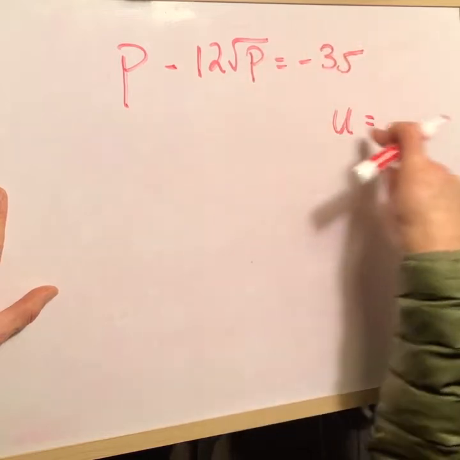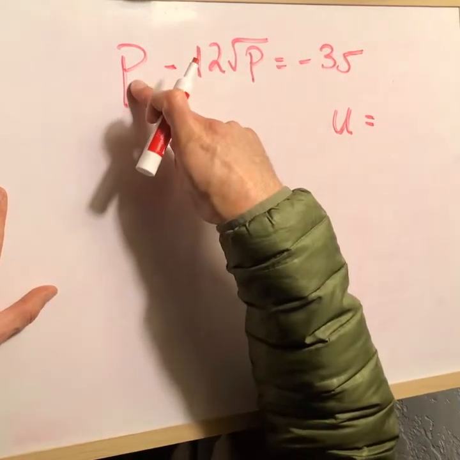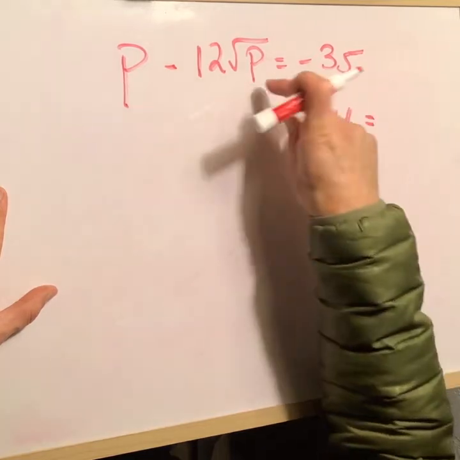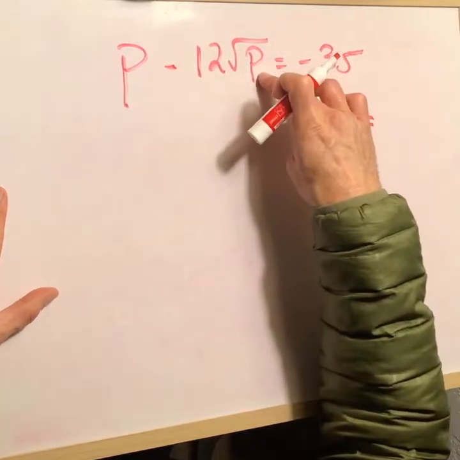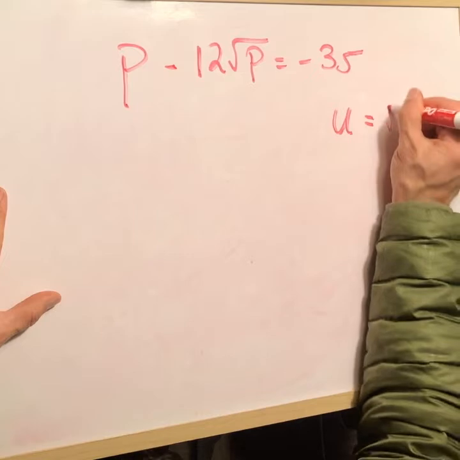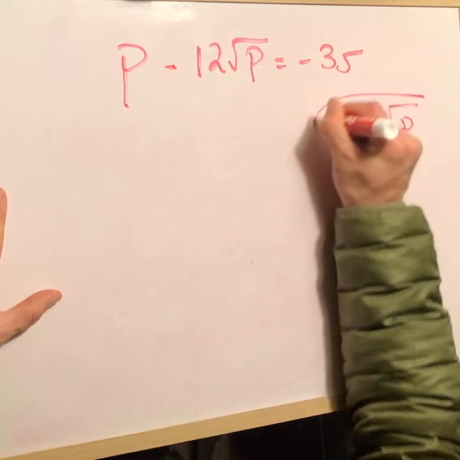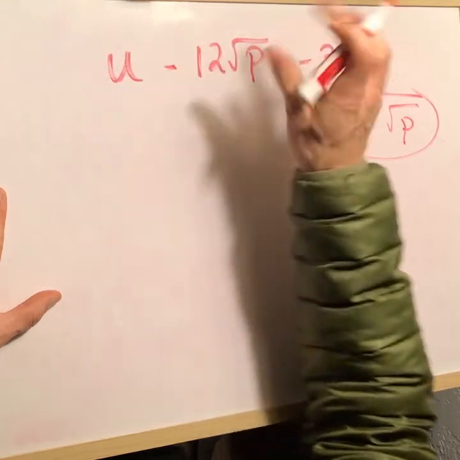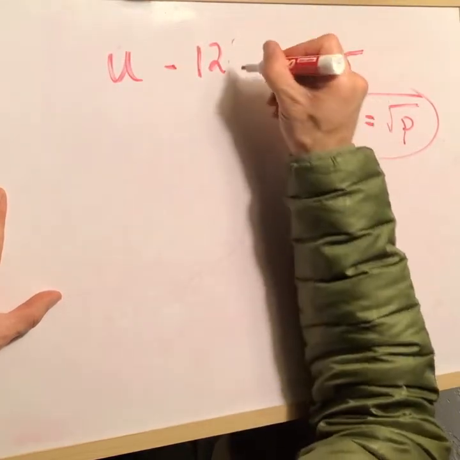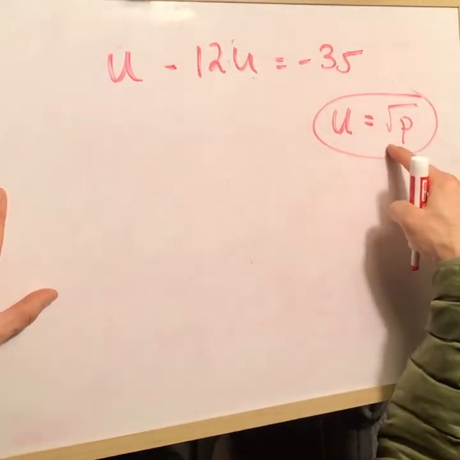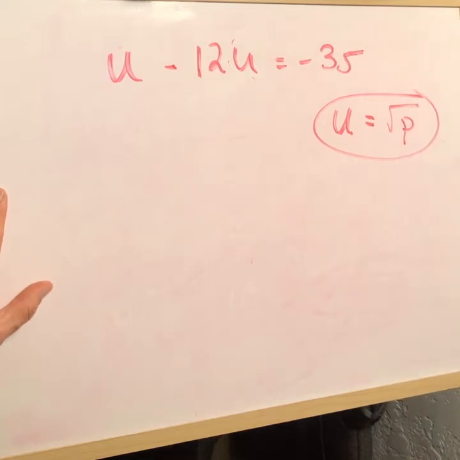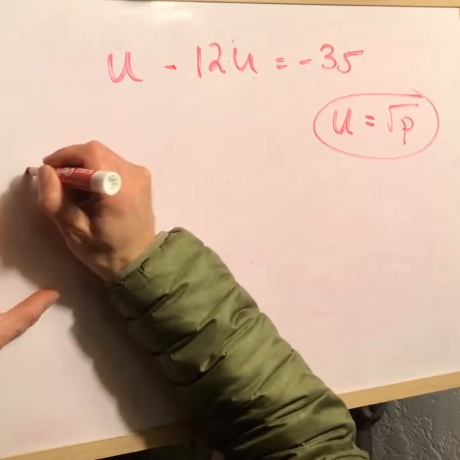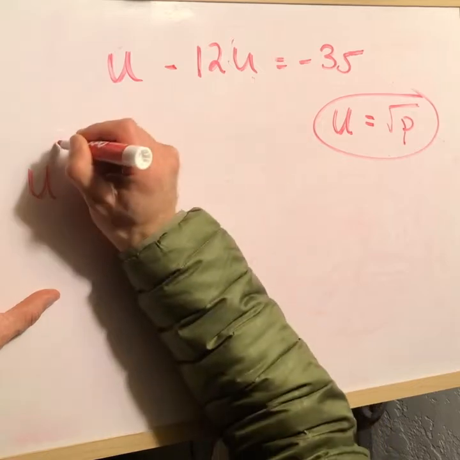But what number squared gives me p? What number by itself is root p? Well, that's the answer, the square root of p. This is what I'm going to use. Now I'm going to get rid of this square root of p and make it a u, because I know that u equals square root of p. And I'm going to rewrite this as a quadratic.